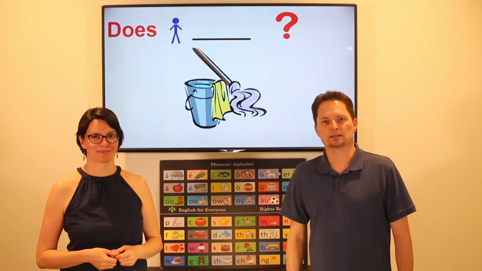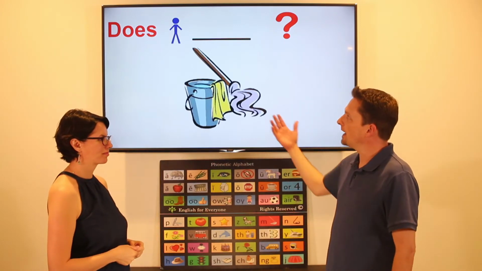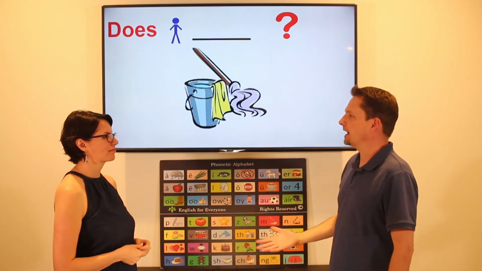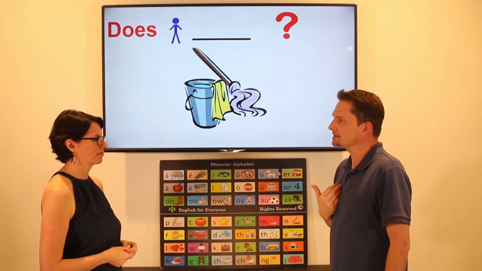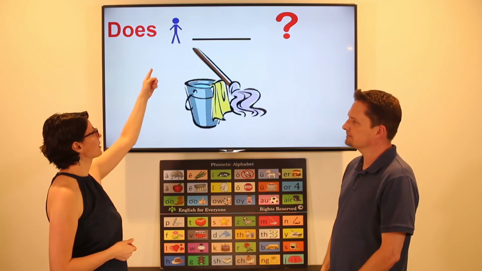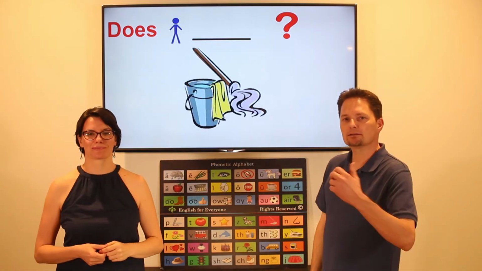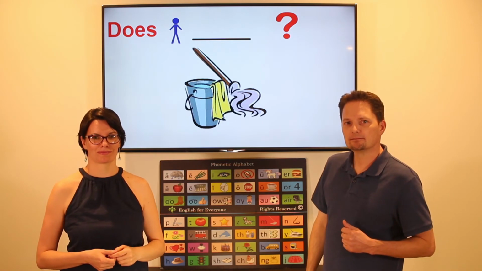Let's practice questions. I make a question with helper does. Make a question. Ask if Benji cleans the house. Does Benji clean the house? No, he doesn't. Make a question. No, he doesn't.